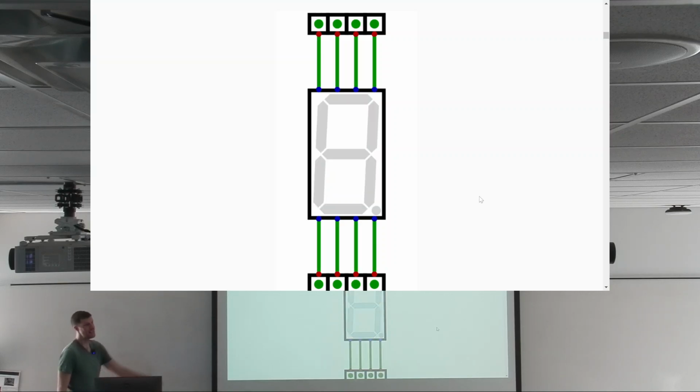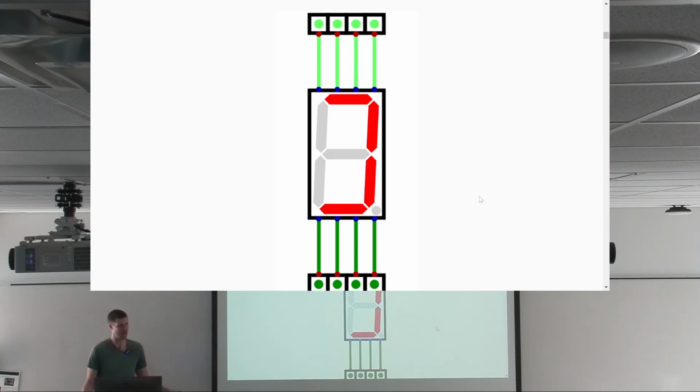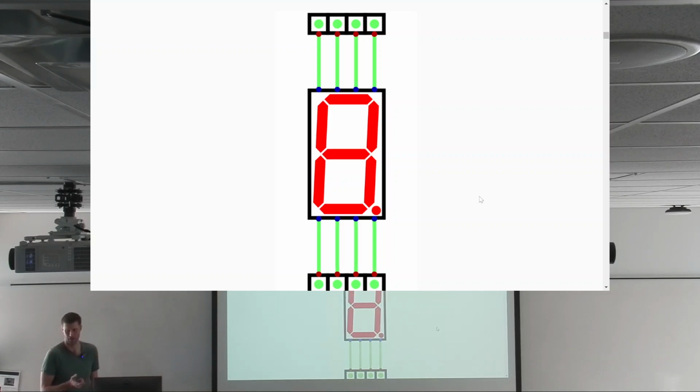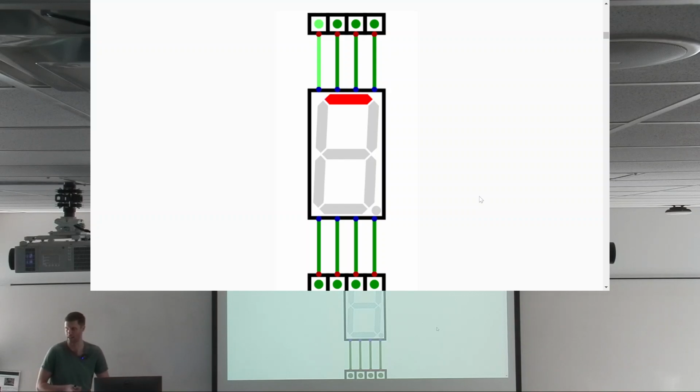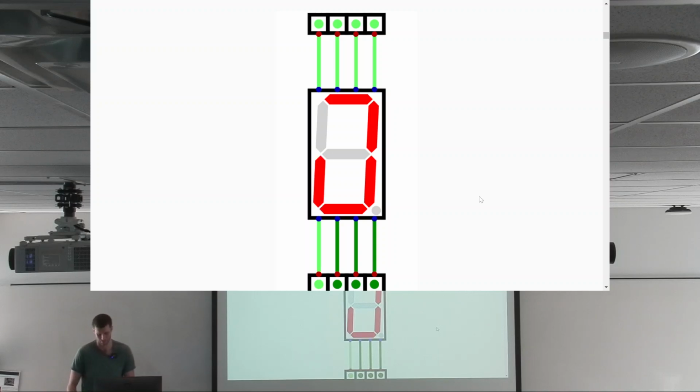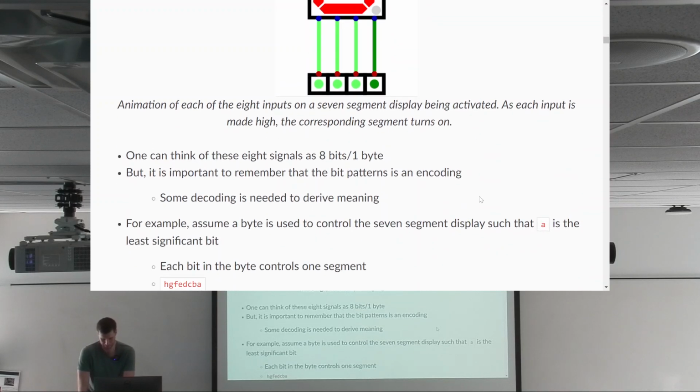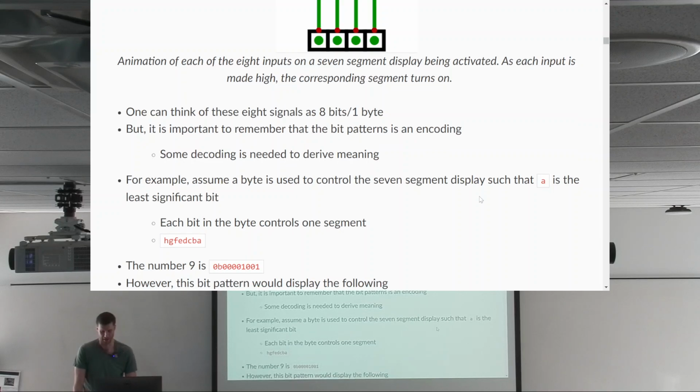There's the idea. Any questions about the general idea of the 7-segment display? Now the problem's still clear though. How do we go from the binary pattern meaning a number to the pattern that the 7-segment display actually wants to output? So one could think of these 8 signals as 8 bits, 1 byte, but it's important to remember again that the patterns don't match.